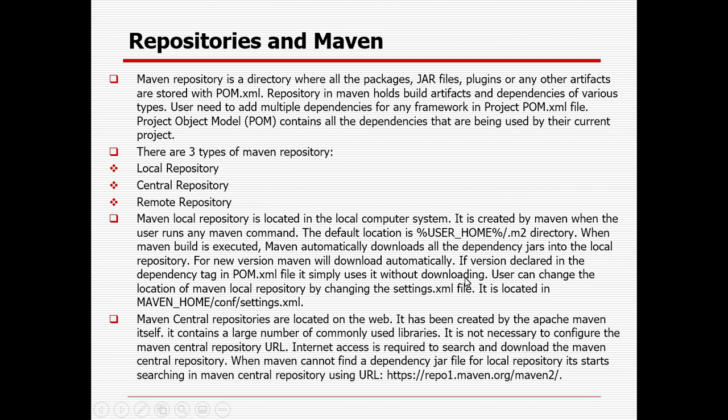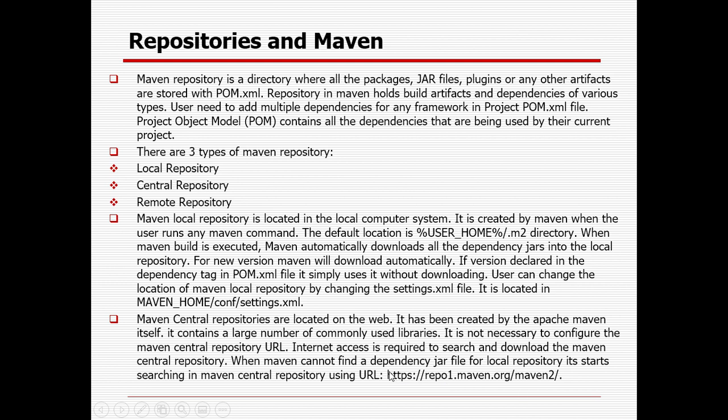So that is the reason, right? In case it is already there, it will try to use it from there. In case it is not there, it will try to get it from the central repository. The user can change the location also. In case you want to change it, you can change the location. So the Maven central repository is located on a website. So this is the path of the website from where it is coming.